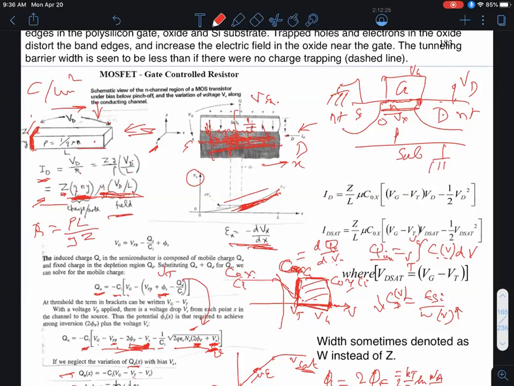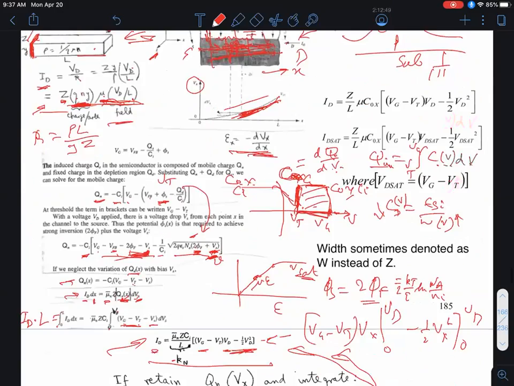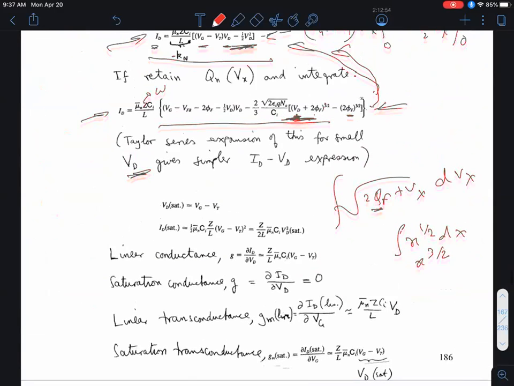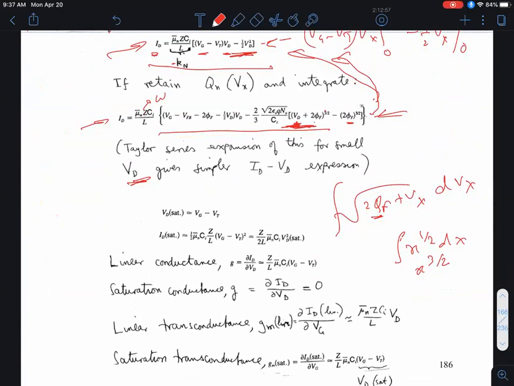But having said that, because most other papers tend to call the width of the device W, as well as the depletion width, maybe a different font of W, I'll sometimes also do that, okay? So I'll use the term Z or W interchangeably for width. And similarly, I'll use the term CI or COX interchangeably for the oxide capacitance, okay? So don't get confused by that. Okay, so let's see what we can get from these current voltage characteristics, okay?